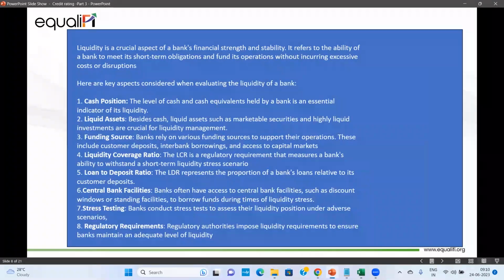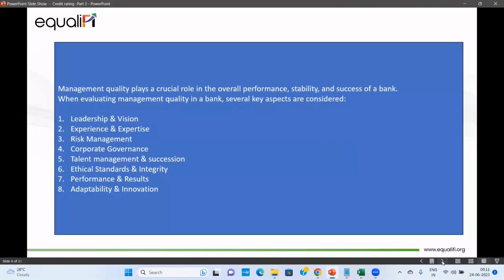Extremely important. Regulatory requirements, obviously, when a bank or NBFC is adhering to regulatory requirements, it means that fair enough, you won't have a threat from the government authorities or from RBI, right? Next, what plays extremely important is the management quality, which plays a crucial role in the overall performance, stability and success of a bank.